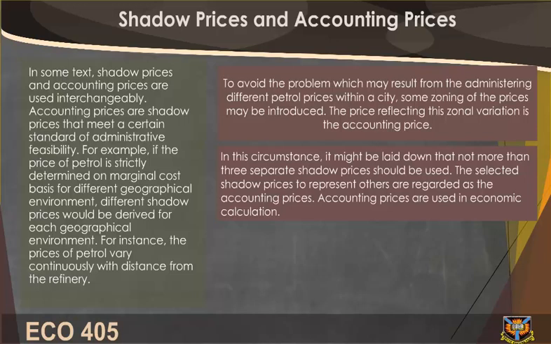For instance, the prices of petrol vary continuously with distance from the refinery. To avoid the problem which may result from administering different petrol prices within a city, some zoning of the prices may be introduced. The price reflecting this zonal variation is the accounting price. In this circumstance, it might be laid down that not more than 3 separate shadow prices should be used. The selected shadow prices to represent others are regarded as the accounting prices. Accounting prices are used in economic calculation.